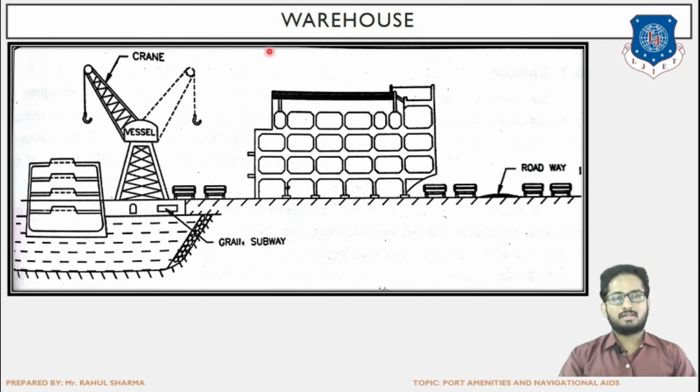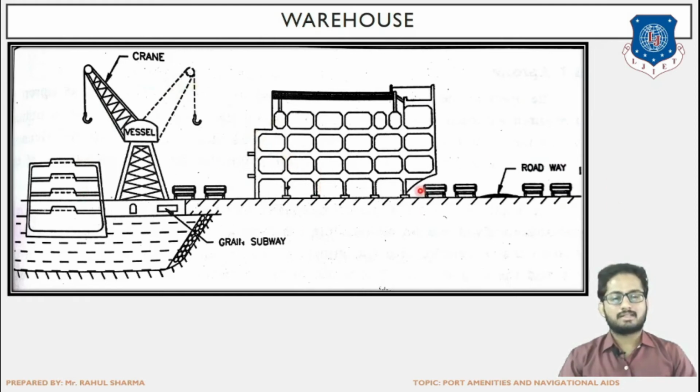Next, this is the warehouse, whose purpose is the long term storage of cargo or commodity. It is also a larger structure as compared to a transit shed. So again here the vessel or ship has been shown, and a crane, which is for loading and unloading of cargo or commodity, which are transferred to the warehouse.